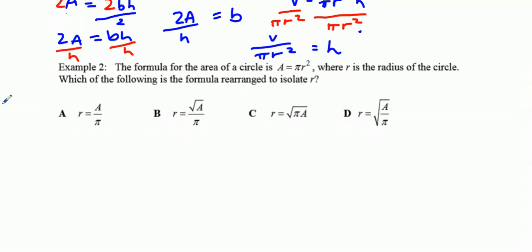Okay. The formula for the area of a circle is A equals pi r squared, where r is the radius of the circle. Which of the following is the formula rearranged to isolate r? So I want you to try this, circle the answer that you think is correct, and then we'll talk about it.